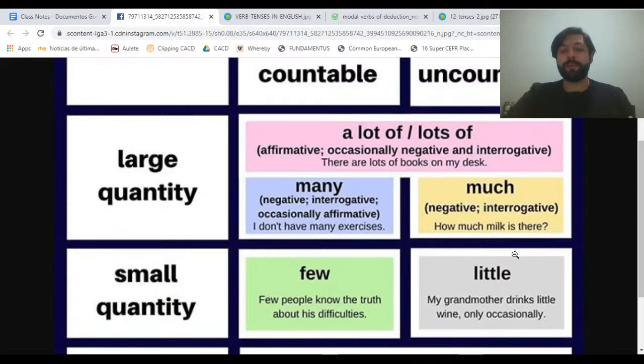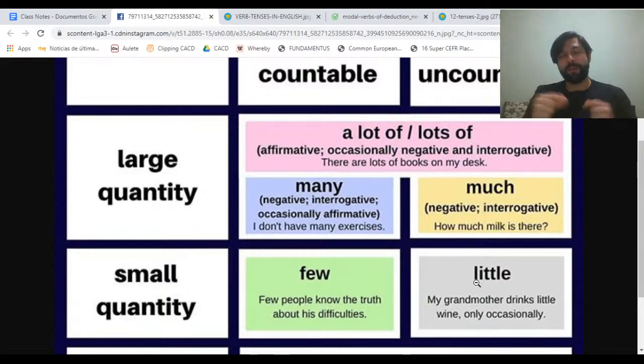And the other one is little. Okay, little is the opposite of much, and it's only for uncountable things when we are talking about quantifiers, because we can use little as an adjective. And then it's the classic little: a little car, a little house, okay, because we are using little as an adjective in those cases. And here, little is a quantifier. So, we use it for uncountable things. My grandmother drinks little wine, only occasionally, all right? So the same thing. Little is not enough, and a little sounds more optimistic, okay?